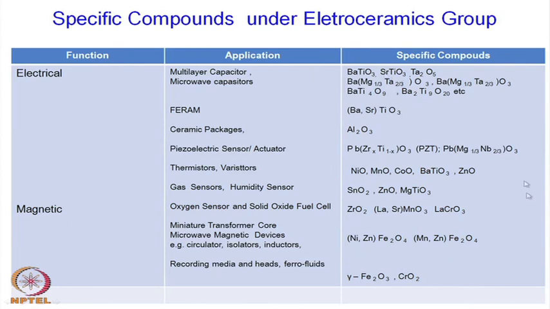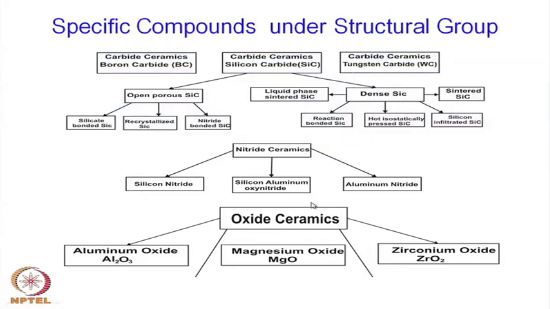I am basically giving you the idea of what the different compounds are when you talk about advanced ceramics, particularly the subgroup of electroceramics. We have also another subgroup. I have shown this picture in a slightly different context, but here we are considering the materials, the specific compounds under the structural group, where the mechanical properties are important.